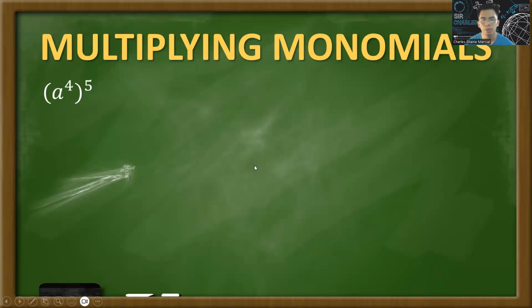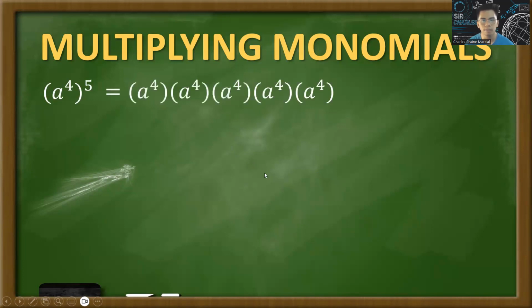Anong gagawin? We will multiply the exponents. Pakita ko muna. Kung yung a raised to 4 raised to 5, kung yung 5 daw ang makakapagsabi kung ilang beses natin imumultiply sa a raised to 4, ibig sabihin magiging a raised to 4 times a raised to 4 times a raised to 4 times a raised to 4 times a raised to 4. Kaya limang beses natin minultiply si a raised to 4. Now, para hindi nyo na gawin yung ganito, using the power of power rule, we will just multiply the exponents.